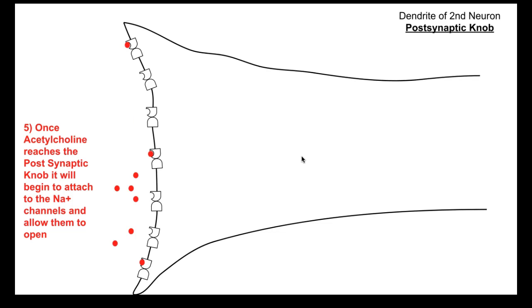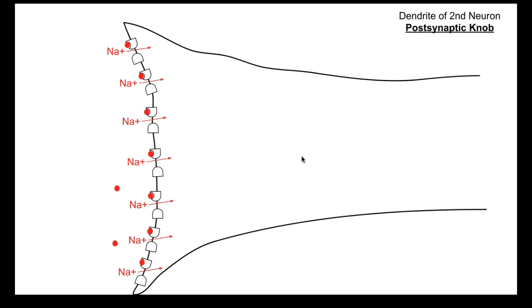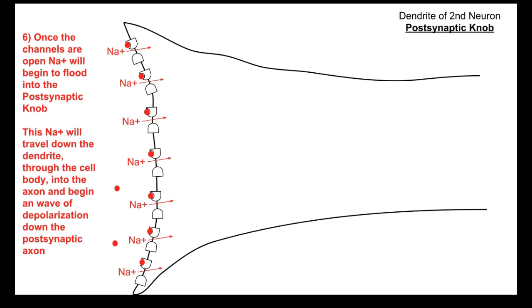So we're going to see all of this acetylcholine attaching to the receptor sites, okay, allowing them to open those channels and allowing sodium in. Okay, so once the channels open, sodium will begin to flood into the postsynaptic knob. Okay, this sodium will travel down the dendrite into the cell body and through there, and then into the axon, the space between the two axon membranes that's filled with cytoplasm, and that's going to start that chain reaction of sodium channels that open up and cause it to go through that depolarization.